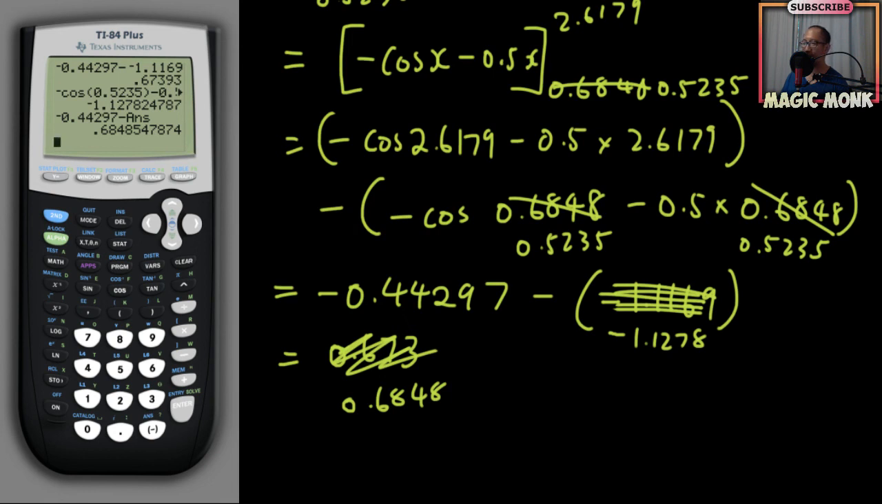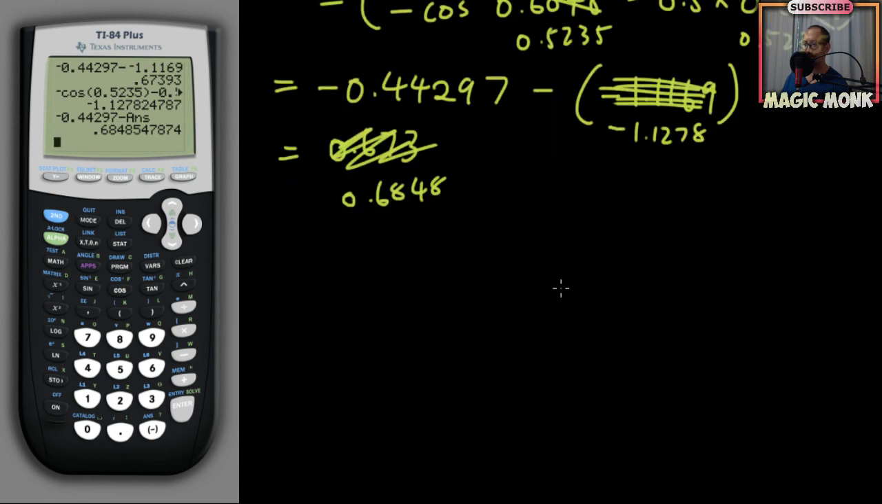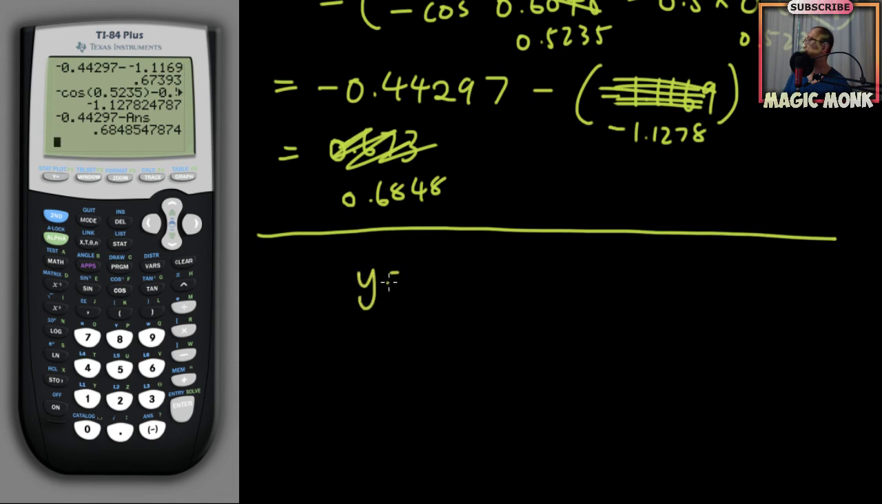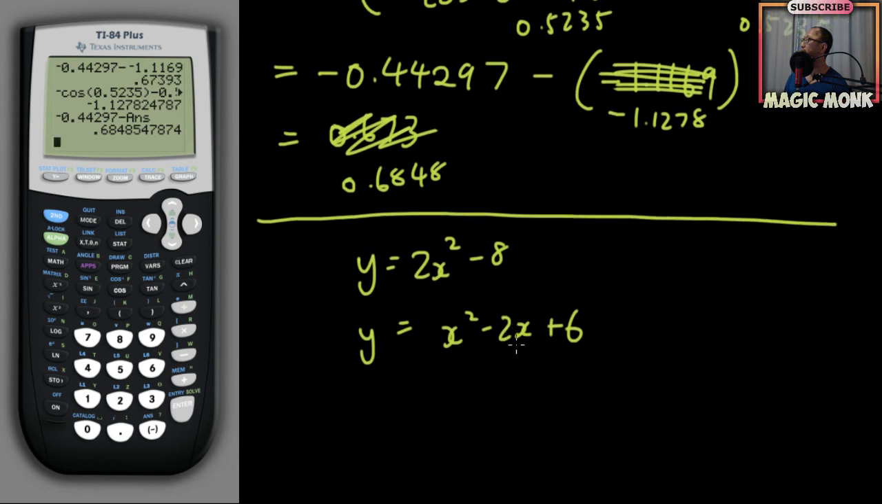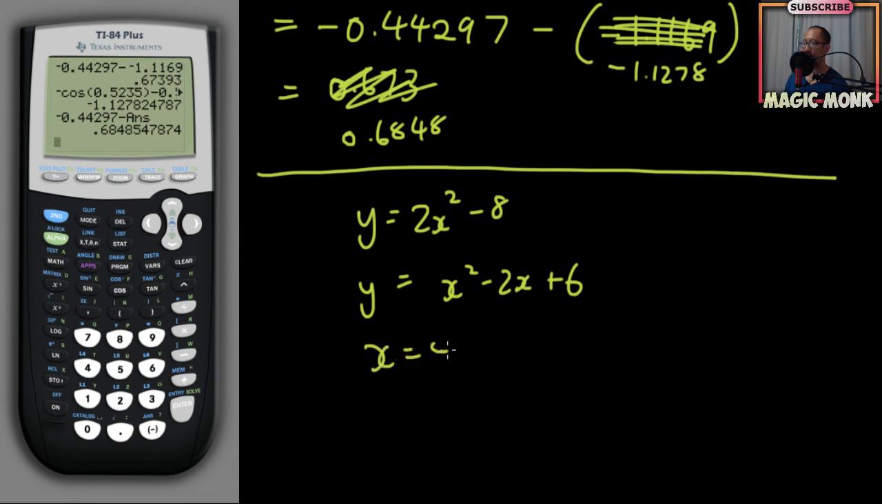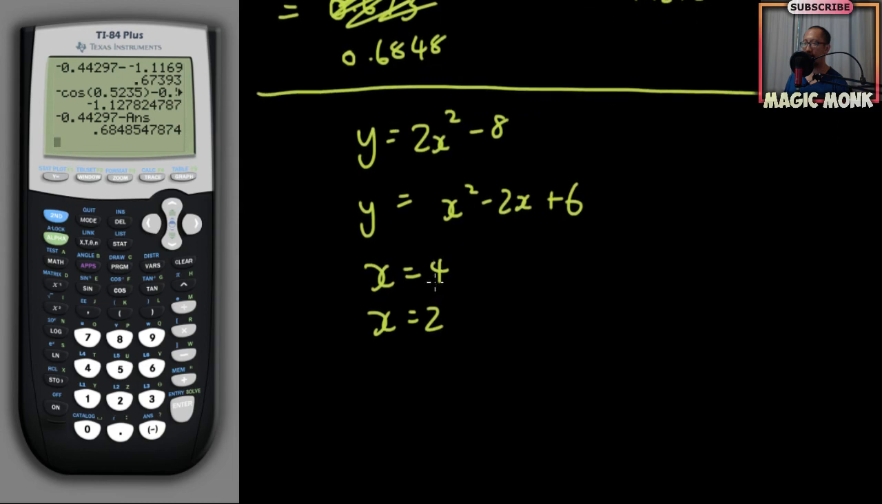Okay, so the next thing I'm going to do is Abby's question. We've got: find the area between curves y equals 2x squared minus 8, y equals x squared minus 2x plus 6, and the lines x equals 4 and x equals 2. How do you do that one? What's hard about that?